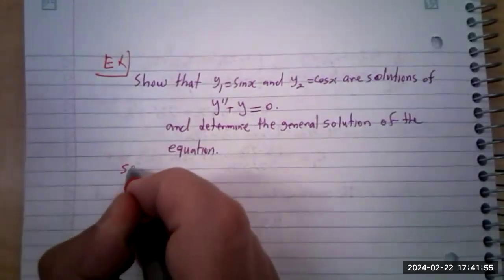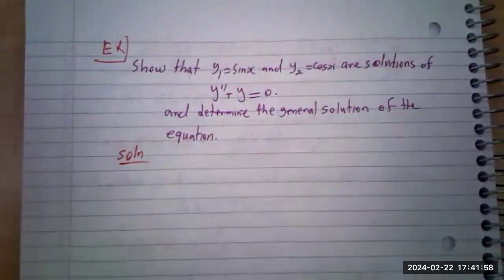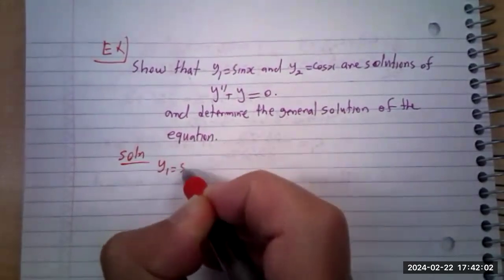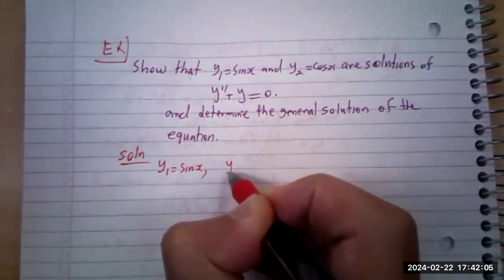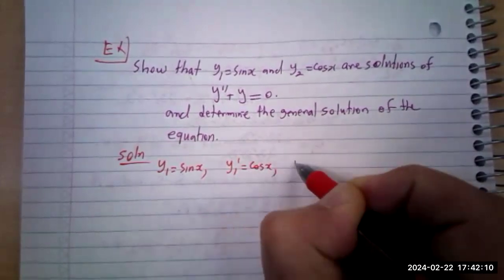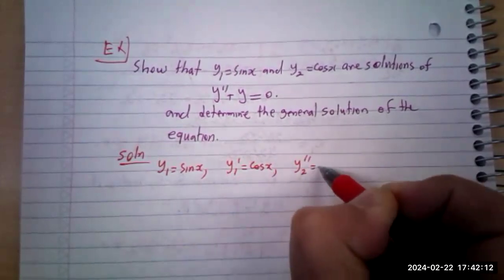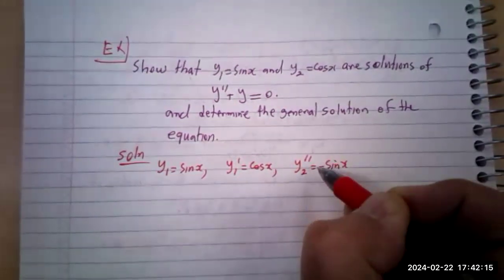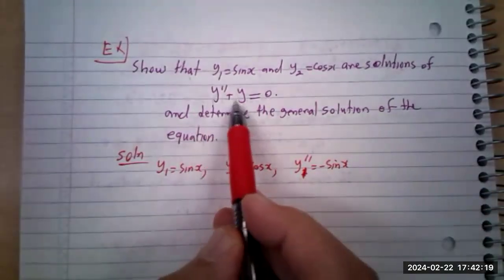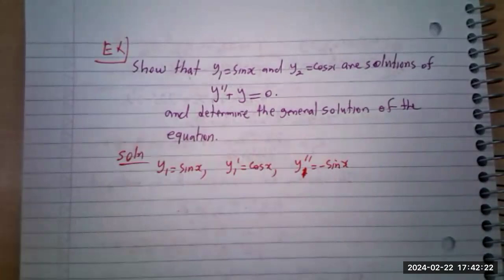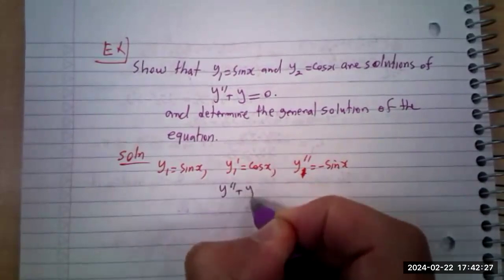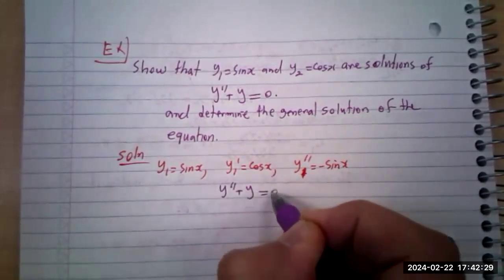Solution, we say show that. So you have to find the second derivative and substitute. I'm going to go with Y1 first, sine x, differentiated, Y1 prime. You have to do this on the test if it's going to be given. And the Y1 double prime would be negative sine x. Sorry, these are all Y1. So check it in this equation: Y double prime plus Y equal to 0. Check to see it's true.